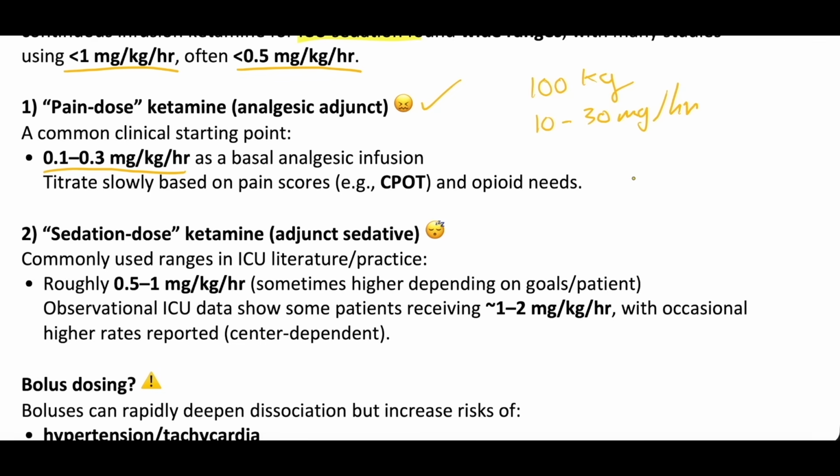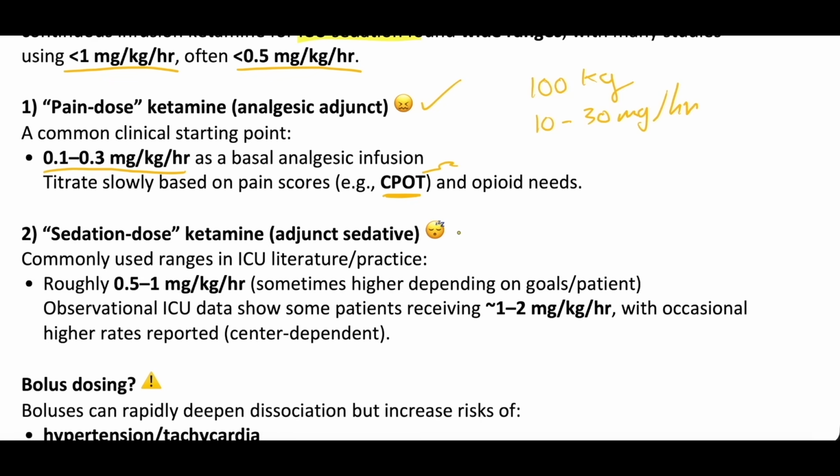Okay. And then this is often titrated based on CPOT scores. If you're not familiar with CPOT, we have an episode on it. It's a way to objectively calculate possible pain using a number, a score that you can repeat over time. Just search whiteboard medicine CPOT and it'll pop up. So that's pain-dosed ketamine.